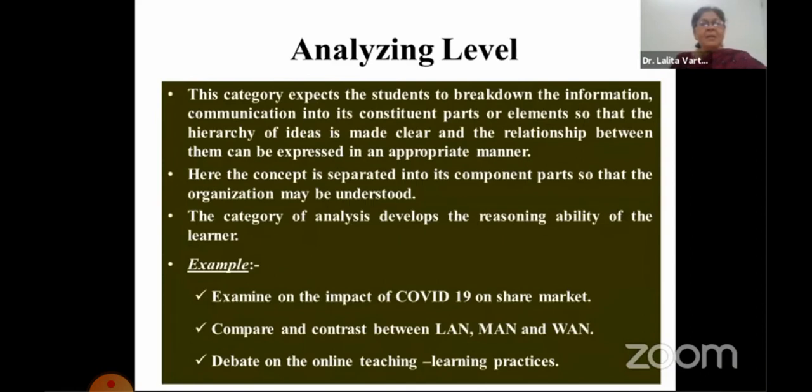The next level is the analyzing level. This category expects the student to break down the information, communication into its constituent parts or elements so that the hierarchy of ideas is made clear and the relationship between them can be expressed in an appropriate manner. The concept is separated into its component parts so that the entire organization can be understood. So this category of analysis develops the reasoning ability of the learner.